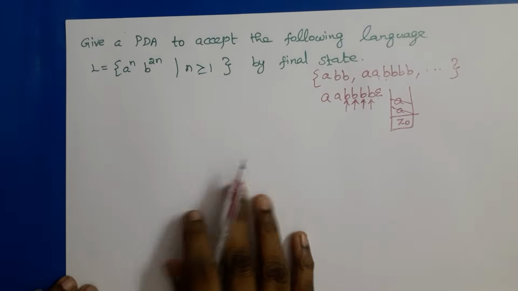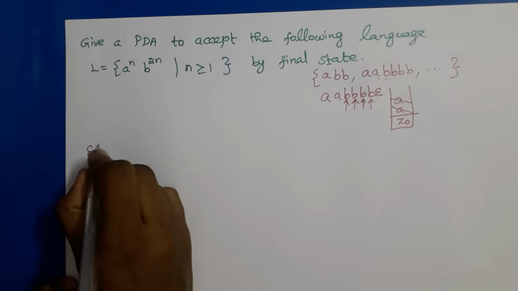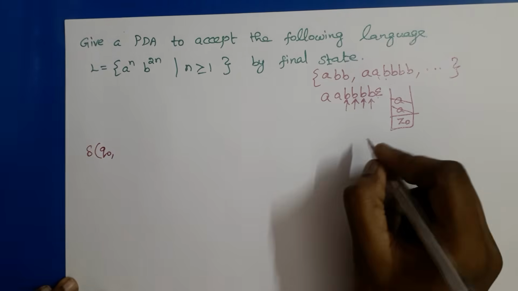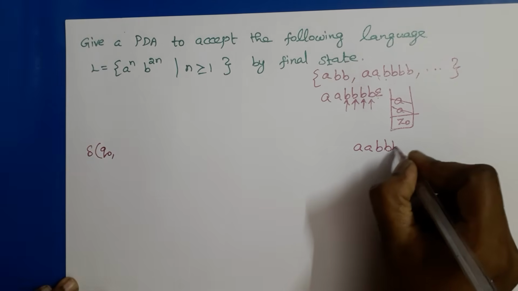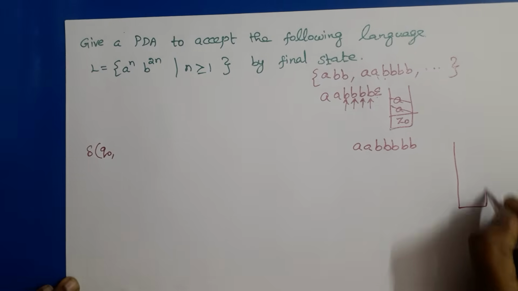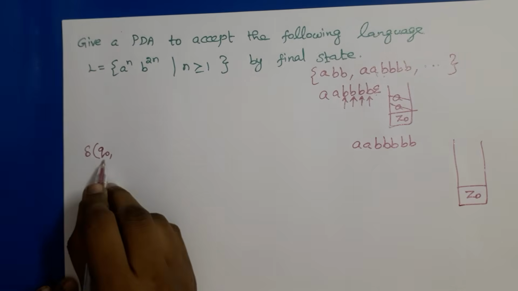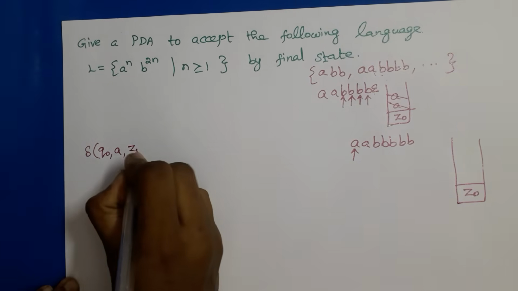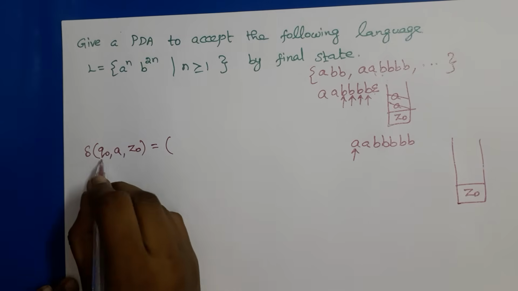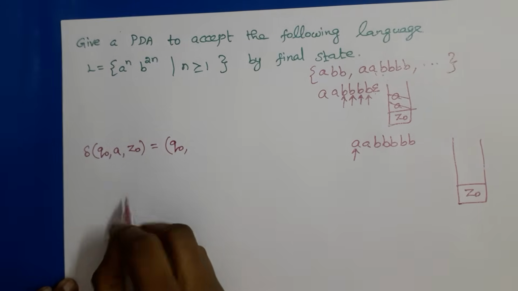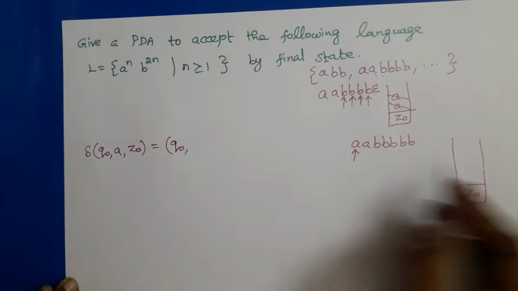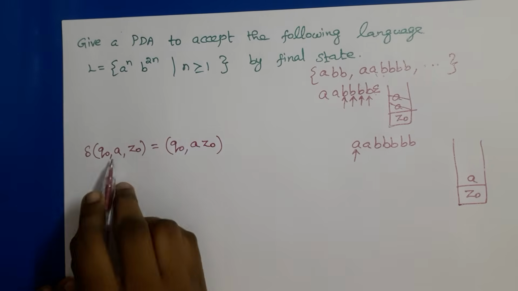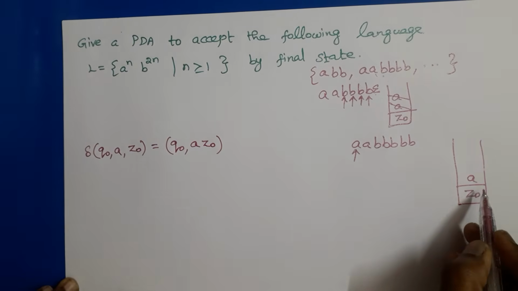So now we will start doing this problem. Delta of Q0, assume that Q0 is the start state. We will write the string and stack here. So in Q0, the current input is a and the top of the stack is Z0. That means we have to remain in the same state and perform a push operation, right? So a must be pushed onto the stack. That should be represented by a Z0. Z0 is replaced by a Z0, so a is pushed onto the stack.